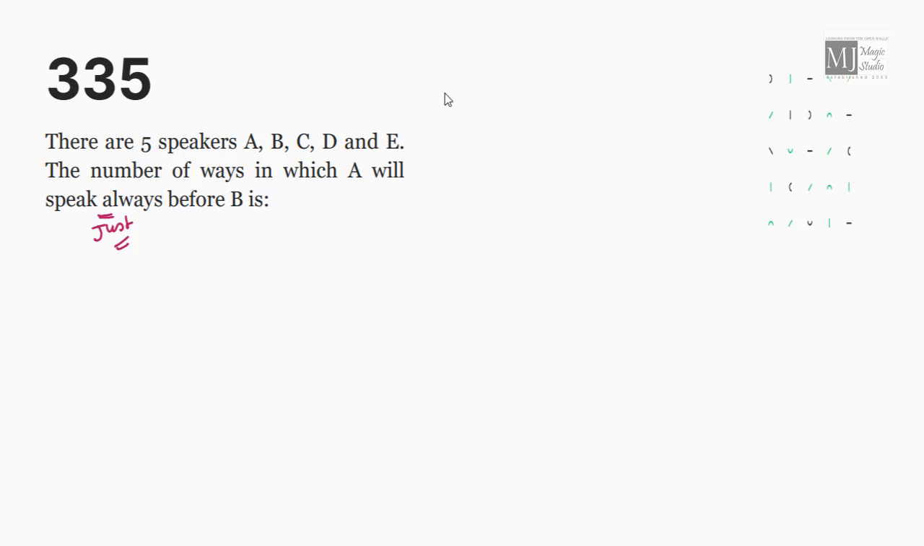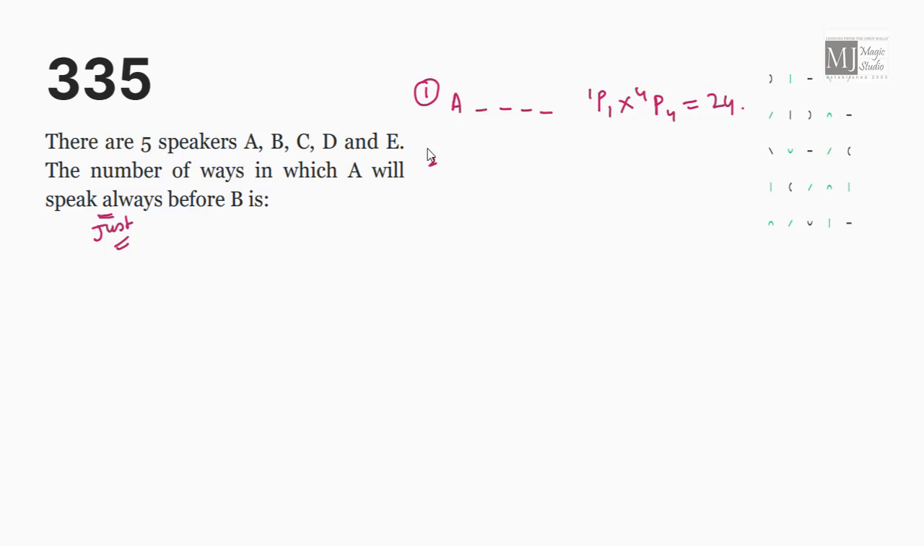Let's develop a few cases in it. A is the first speaker. Then B can speak at second position, third position, fourth position or fifth position. That means in how many ways can these 5 speakers be arranged in this case? Case 1, that is 1P1 into 4 of them can be arranged in any position here, 4P4, 24 ways.